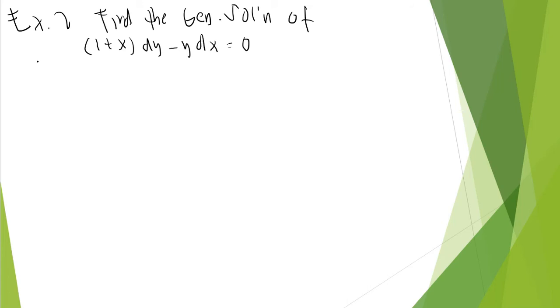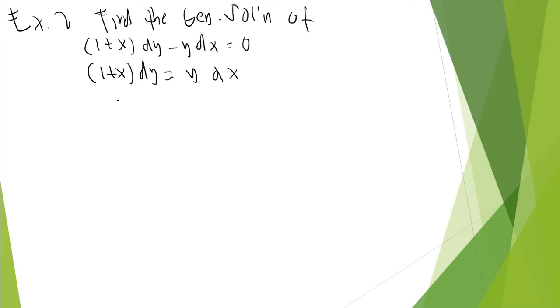Okay, for our second example, find the general solution of the quantity (1 + x) dy − y dx = 0. So, our first step is we isolate the y terms from the x terms. But before that, let's rewrite this: (1 + x) dy, and then we move the term with the negative sign to the right, so it becomes positive.